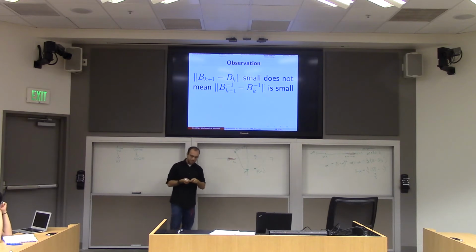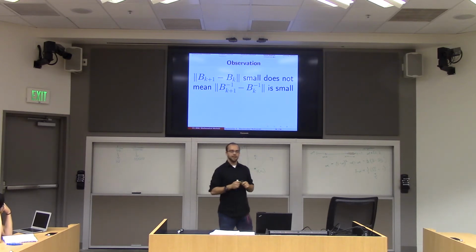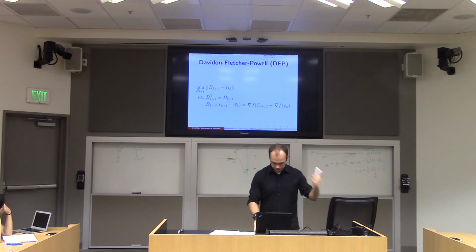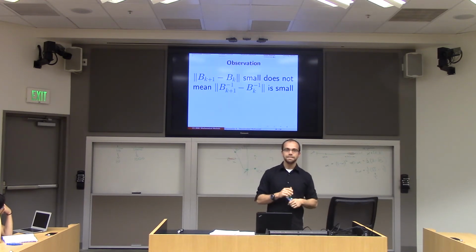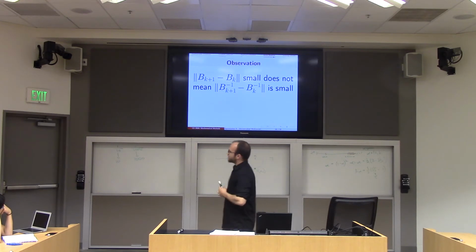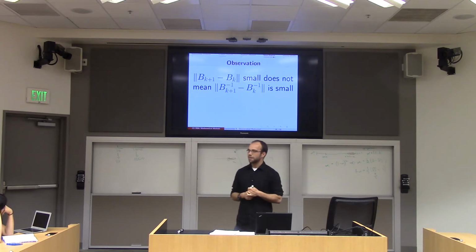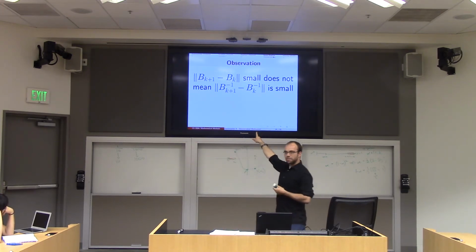So kind of an unfortunate property of this Davidon-Fletcher-Powell algorithm, DFP, is that you can actually take accidentally really big changes from iteration to iteration of what your algorithm is doing because you care about the inverse of b sub k rather than b sub k itself.